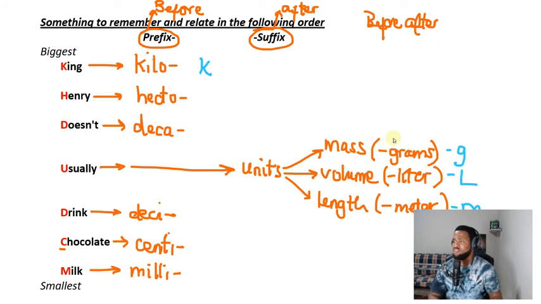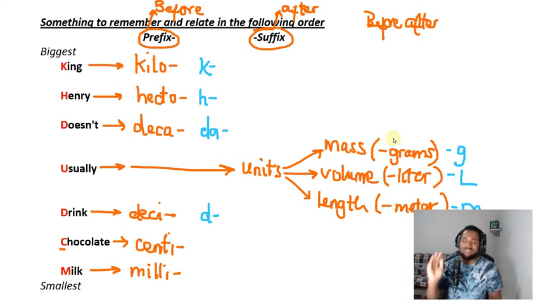Next is hecto. The short form of hecto is h, and take note that it is a prefix. In the next one here, we have deca, which is represented as da, and the next one is deci, which is just d, followed by our suffix. The next one is centi, and centi is represented as c. And finally, milli is represented as a small m with our suffix.